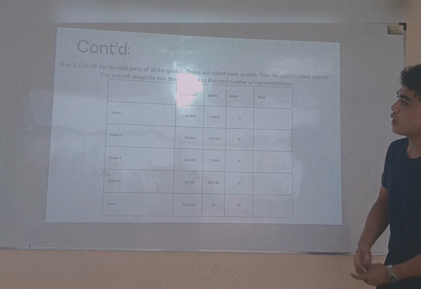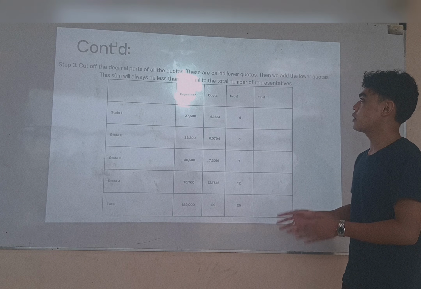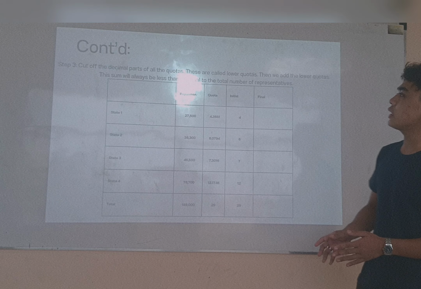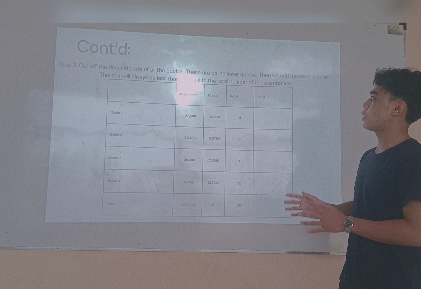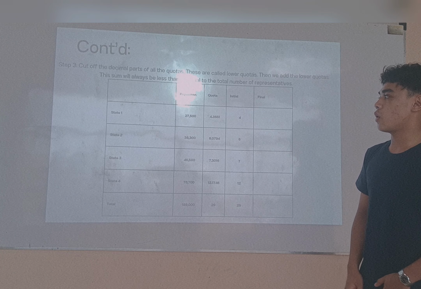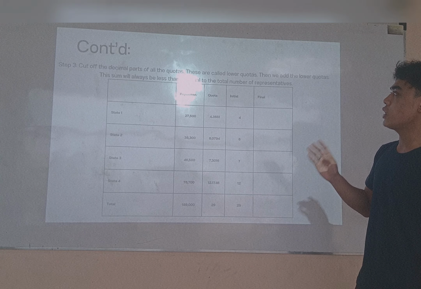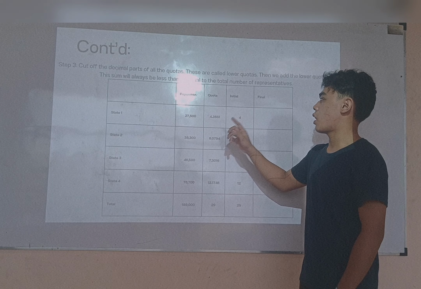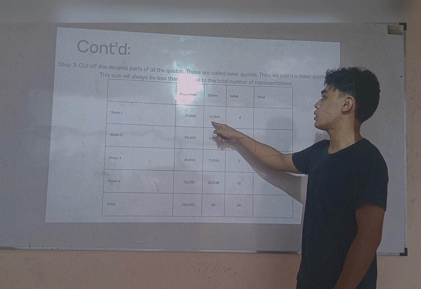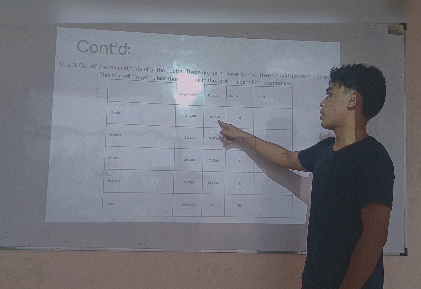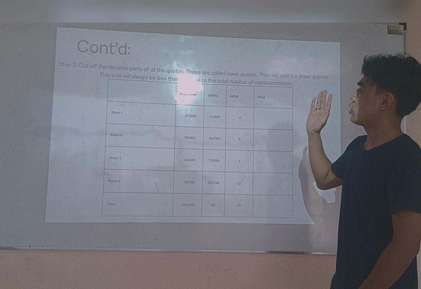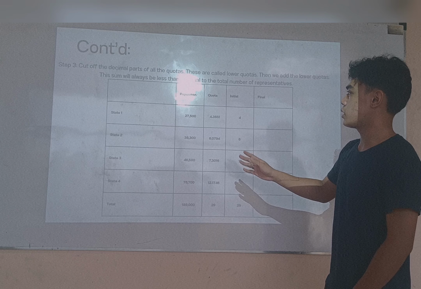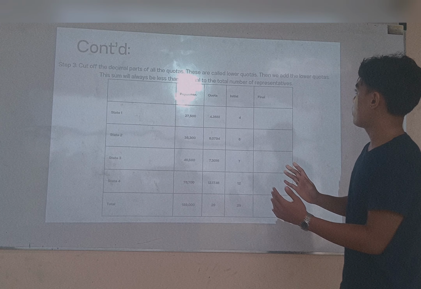Step 3, we cut off the decimal parts of all the quotas. These are called the lower quotas. Then we add the lower quotas. This sum will always be less than or equal to the total number of representatives. So we need to cut the decimal parts to get the lower quotas. So in state 1, the decimal part is 0.3651, so we need to ignore it and keep the whole number.